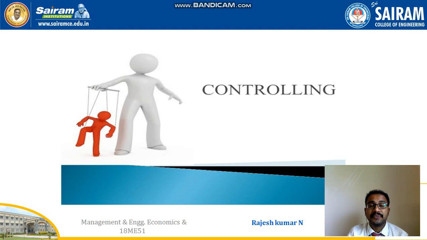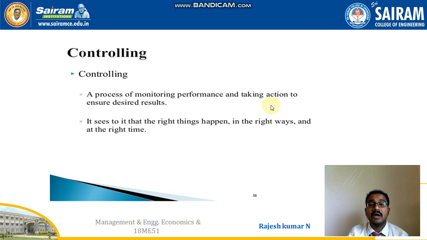Moving to the next one, a very interesting topic, controlling. So what can you understand looking at this particular image? This person is having complete control over this person. Whatever he is deciding, that should be implemented by this person. So we'll see the definition, its importance, and its drawbacks, everything here.